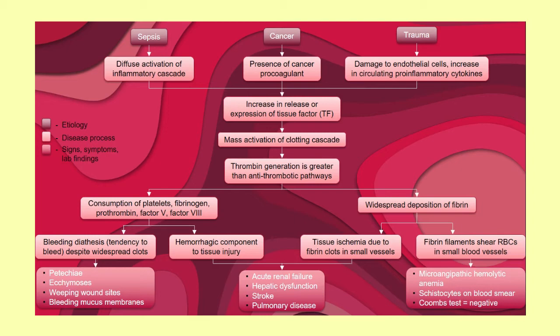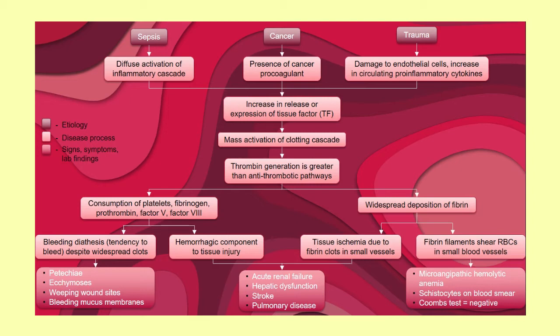disease. On the other side of the screen, there is the widespread deposition of fibrin. This causes two mechanisms also, like the tissue ischemia due to fibrin clots in small vessels and fibrin filaments shearing RBCs in the small blood vessels. This shearing of RBCs in the small blood vessels produces signs and symptoms such as microangiopathic hemolytic anemia, schistocytes on blood smear, and a negative result on the Coombs test.